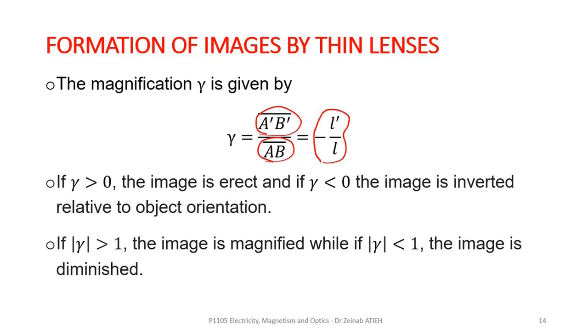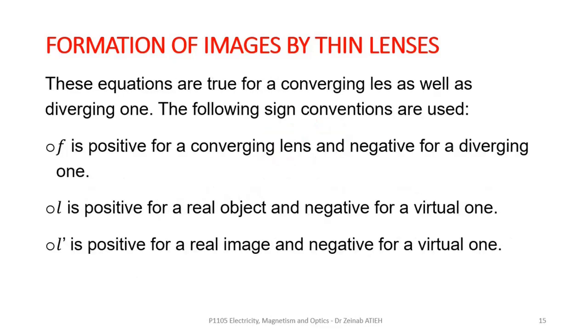The image is magnified. If gamma is less than 1, then the size of the image is smaller than the size of the object and the image is diminished. Okay, so this is for that. These equations are true for a converging lens as well as a diverging one.